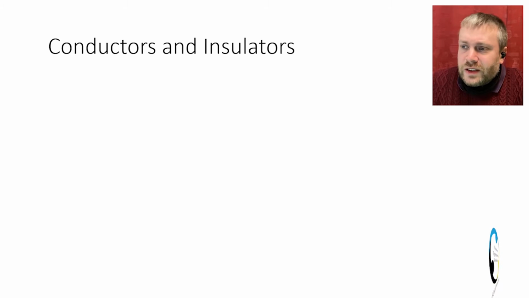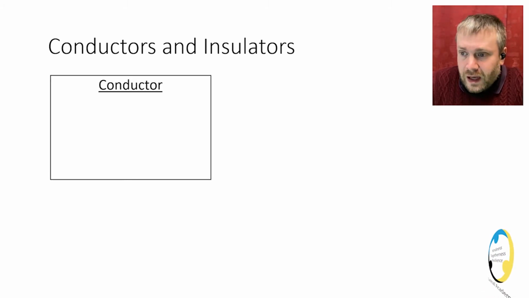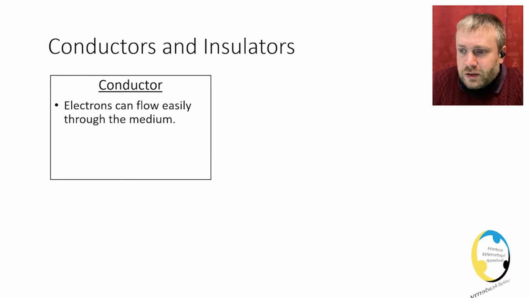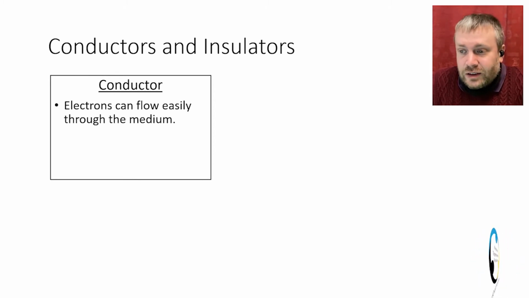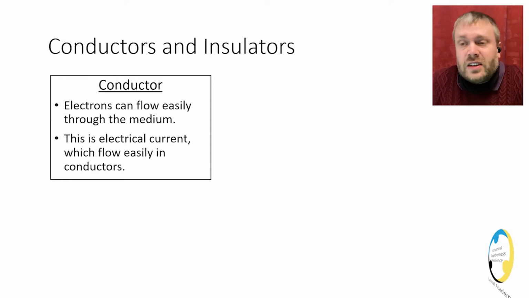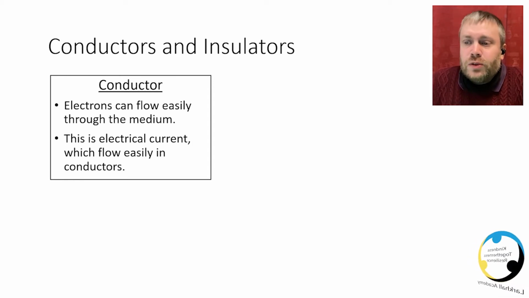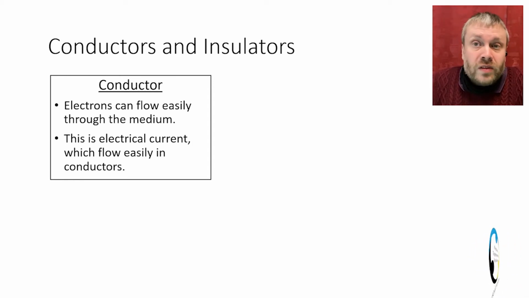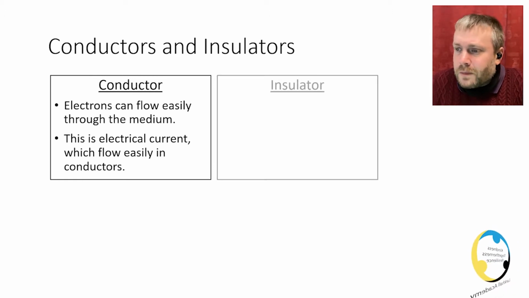So conductors and insulators we should hopefully all be familiar with. We have our conductor. In a conductor, the electrons are able to flow easily through the medium, and as such the electrical current flows. Essentially that's what the flow of electrical current is, that easy movement of the electrons through whatever medium we're talking about, whatever type of atom or compound we're looking at.